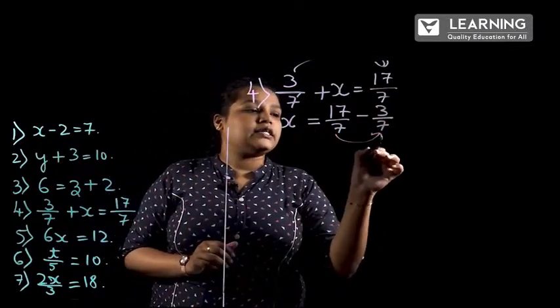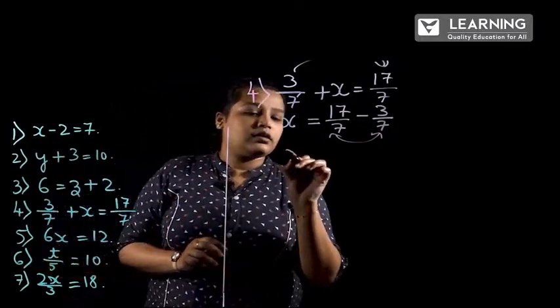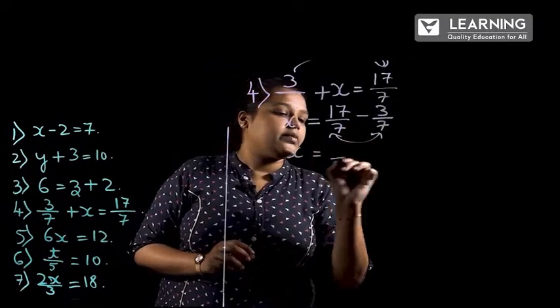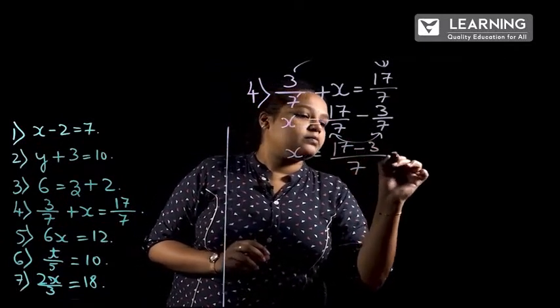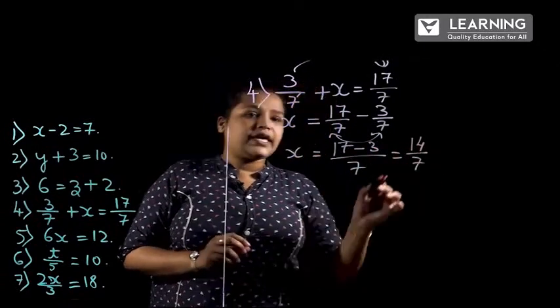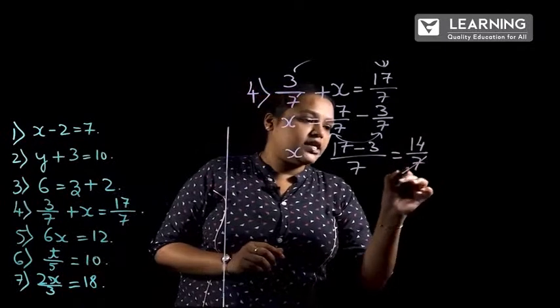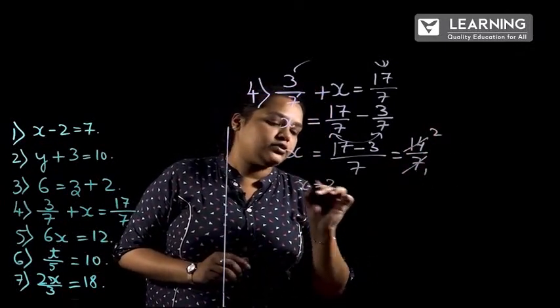Now here the denominators are the same, so easily we can solve. The denominator will remain 7. Numerator 17 minus 3 will be 14 by 7. Can we reduce this? Yes, we can. 7 ones are 7, 7 twos are 14. So the value of x will be 2.